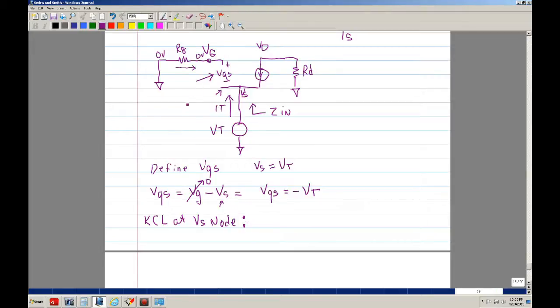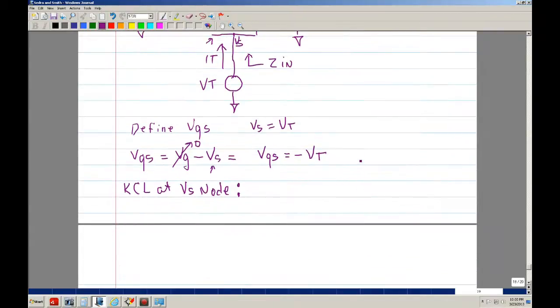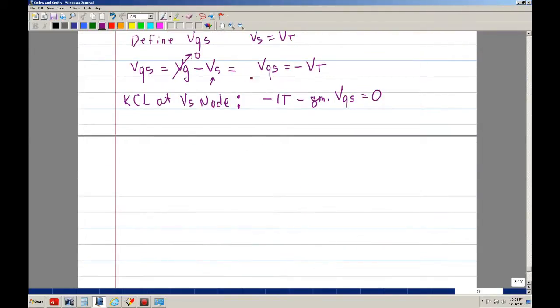Okay. So we have this Vt that's going into this node, but then you have this current, and this current is dependent on Gm VGS. Okay, so basically you have two currents that are entering the Vs. So when they enter, it's actually negative It minus Gm VGS equals 0. Okay, so now we can plug this into here, and we'll continue to hit here.